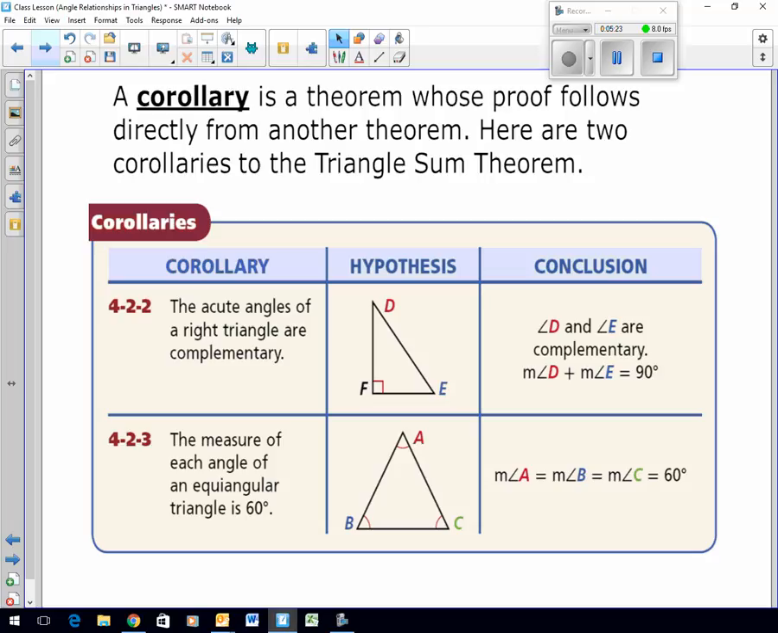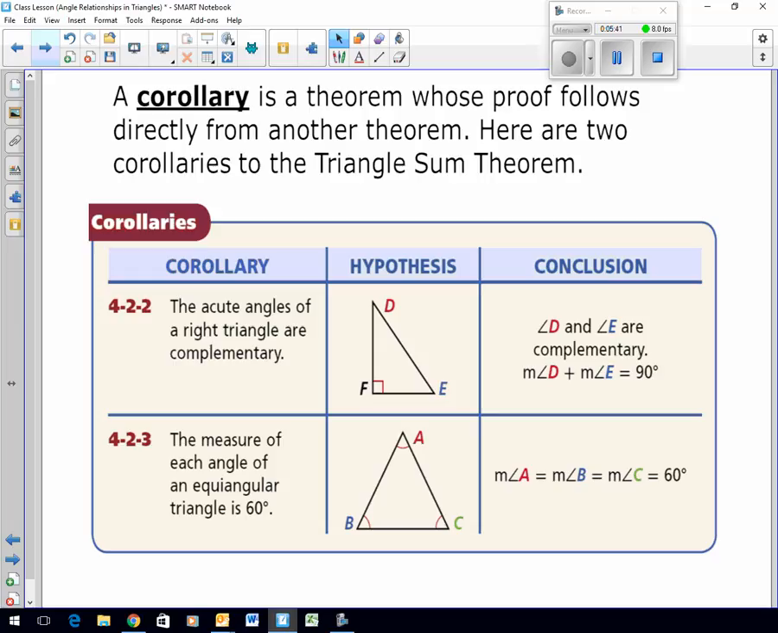Complementary. 180. What? 90. How long does a complimentary breakfast last? 90 minutes. That's the worst. Unless you're in Florida. Don't worry about it. If you weren't here that day, you were spared.